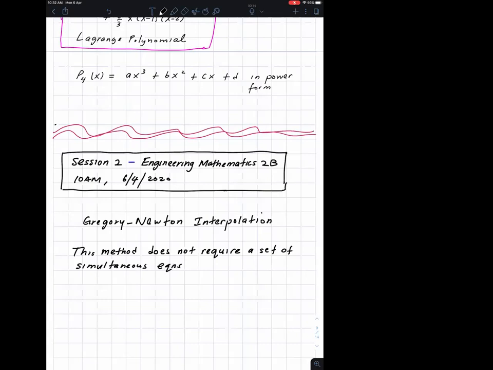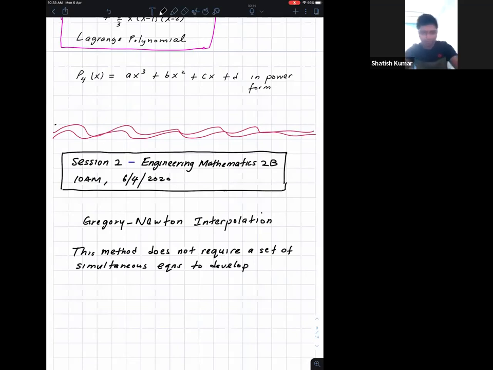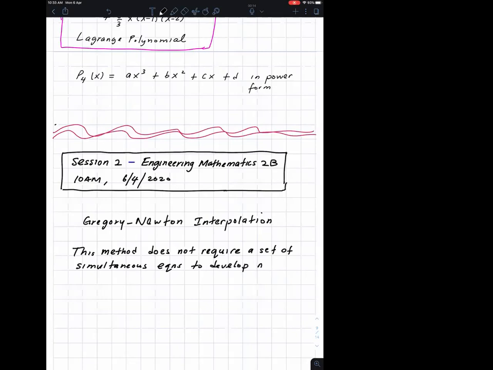This method does not require a set of simultaneous equations to develop nth order polynomial.